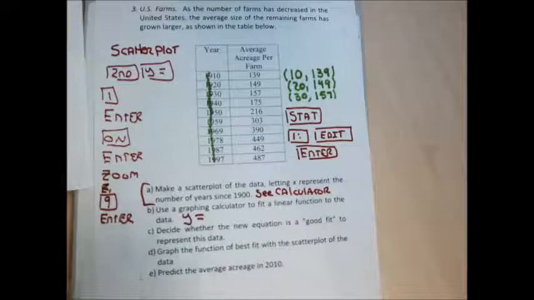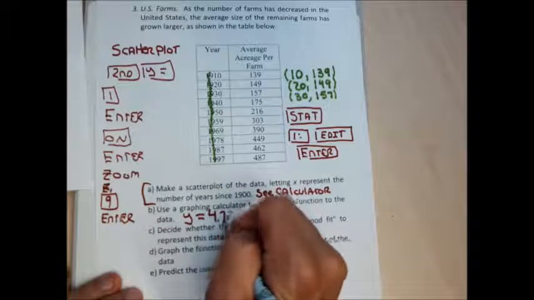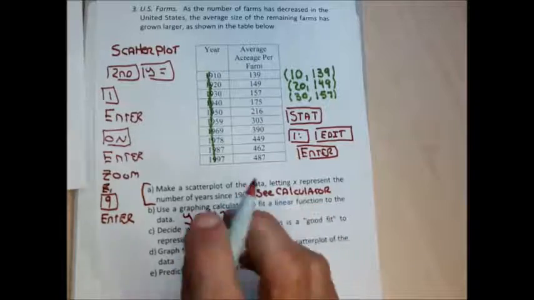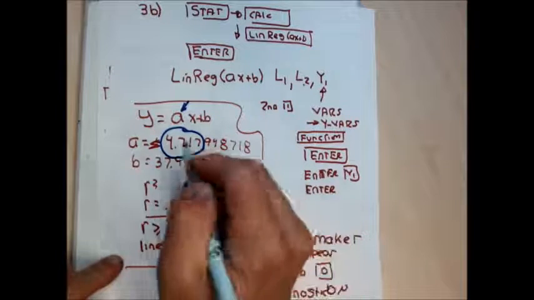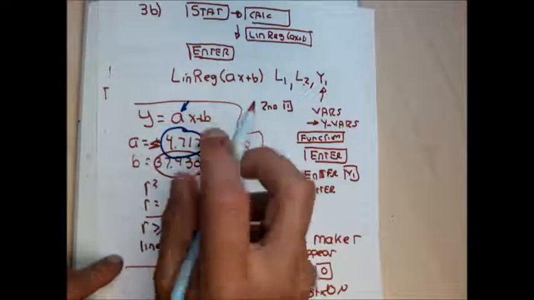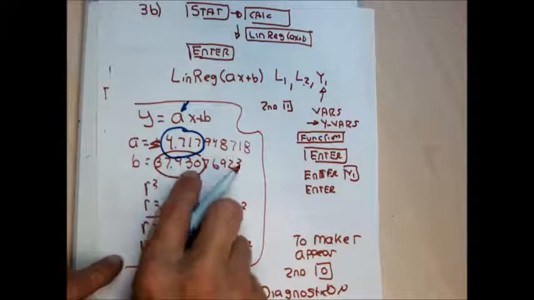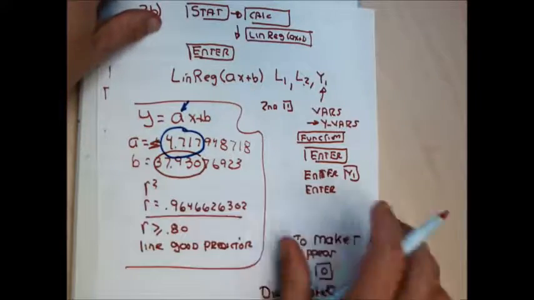So I'm going to write y equals 4.72 next to the x, and then after the x is the b, that we're used to calling b. I'm going to round that to 2 decimals, and I'm going to write it as 37.93 because the 0 makes it so I don't have to round up.